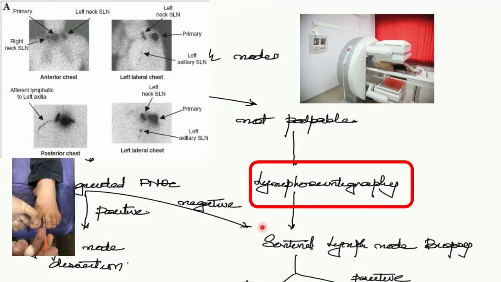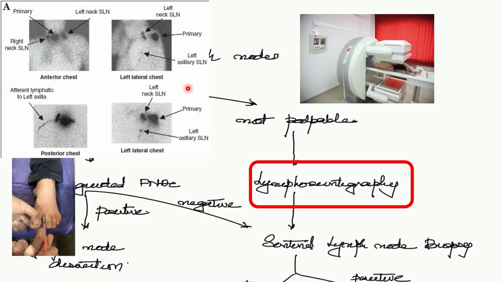What is lymphoscintigraphy? We inject a radioactive dye into the melanoma, and that dye will go into the sentinel lymph node. With the nuclear scan, we can take a scan and identify where the sentinel lymph node is. Suppose the lesion is in the abdomen, we can take a lymphoscintigraphy and see which node is involved.